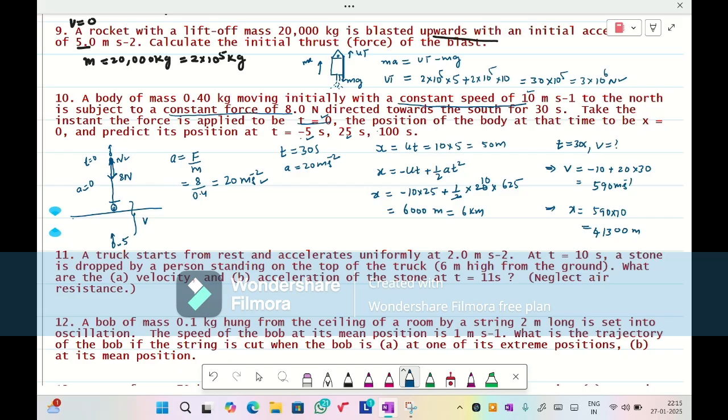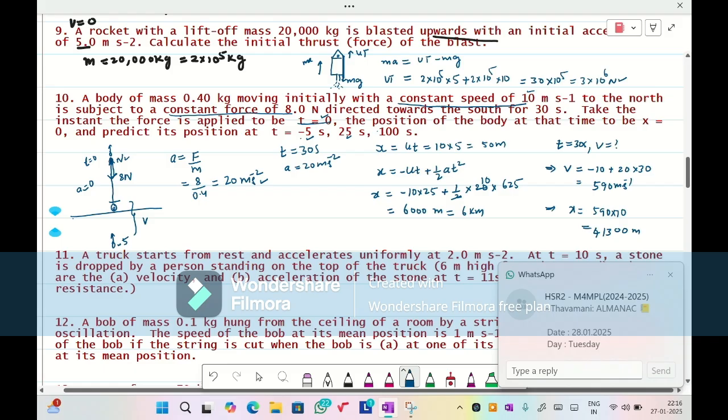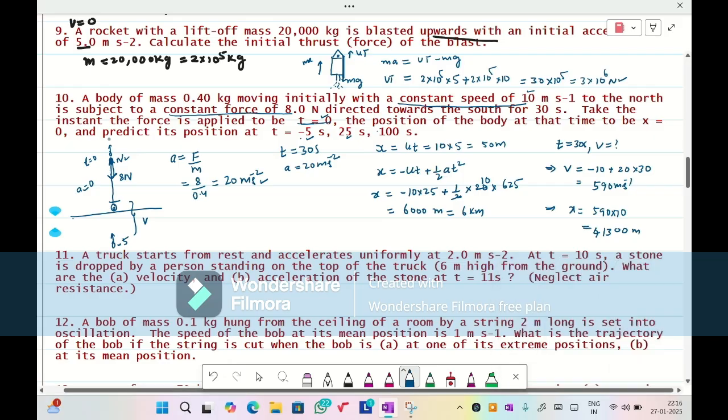So this is the problem. I hope you understand. Once again, I am trying to explain this. See, what is being asked is that a body of mass is given. Initially with constant speed, 10 meters per second, it is moving in the upward direction. After some time, I don't know after what time, somewhere in its motion, we are applying a force in the opposite direction. At instant t equal to 0, I start applying 8 newtons of force in the downward direction. Therefore the motion is reversed now.